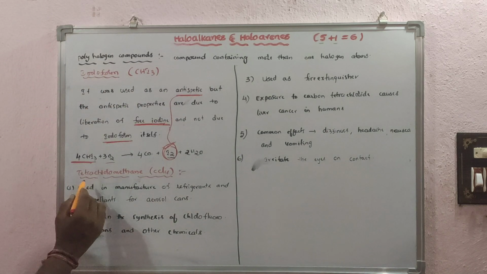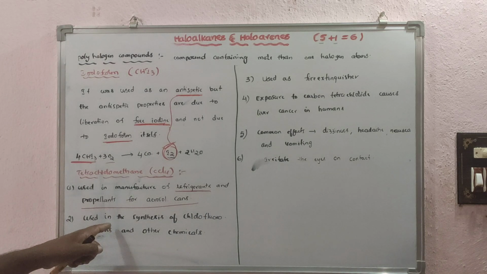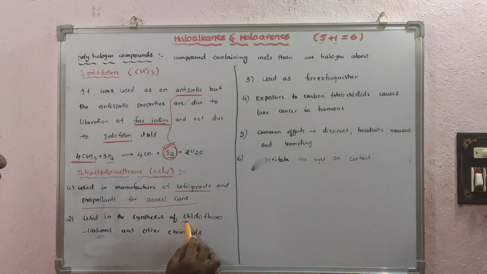And the next one is tetrachloromethane, CCl4, which is also a very good solvent. We use it as a solvent, and it is used in the manufacture of refrigerants and propellants for aerosol cans, and also in the synthesis of chlorofluorocarbons. We will discuss Freons next. Those are the chlorofluorocarbons, and we will discuss those also, and some other chemicals.